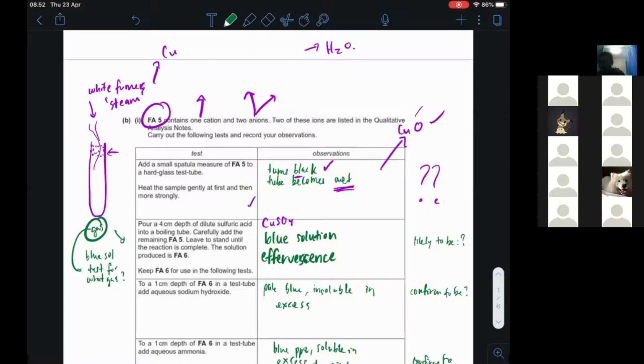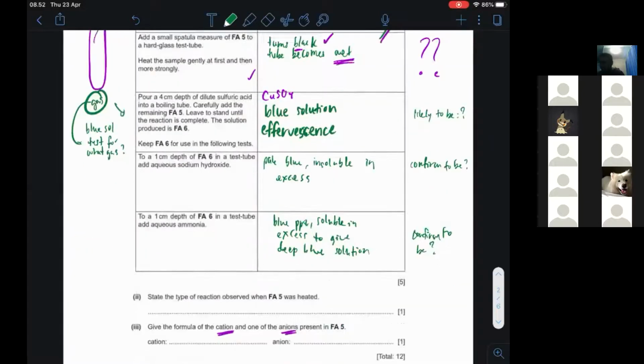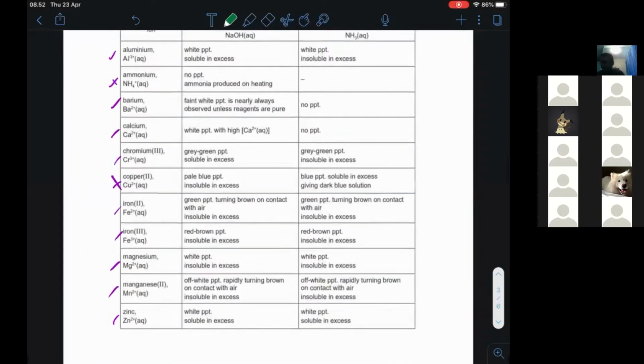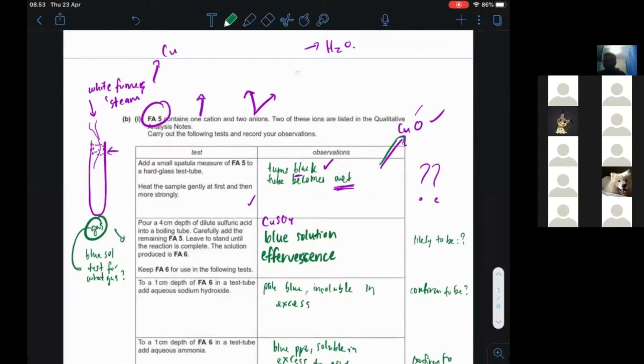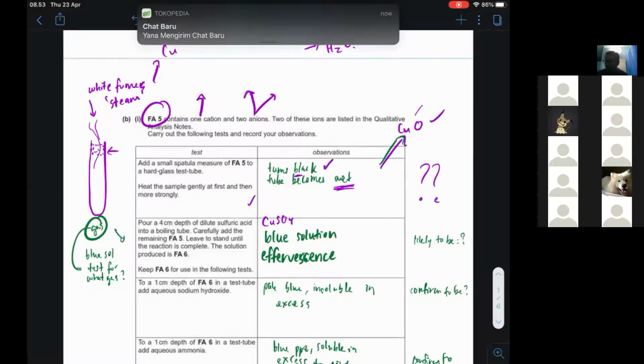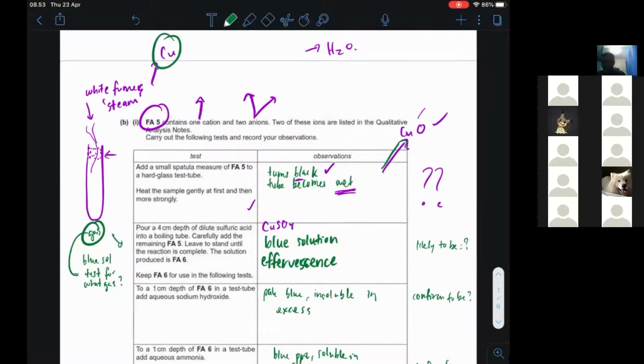Now, if you do not know that it is copper earlier, look over here at what might give you a blue solution. This table will generally give you some idea. There's only one over here that is going to be blue, most likely copper. So when I see this, I know this is confirmed to be copper.